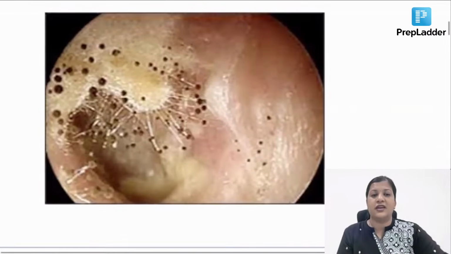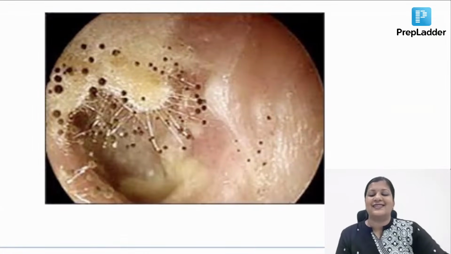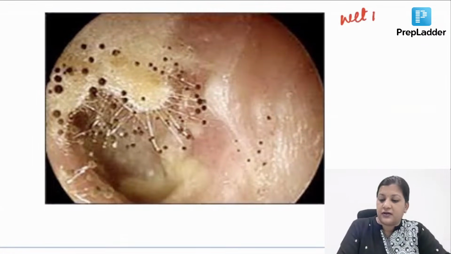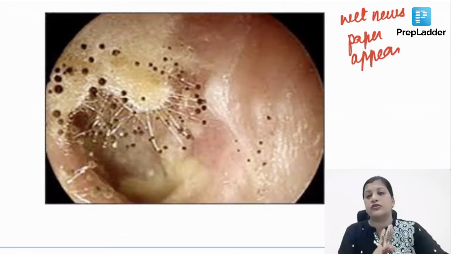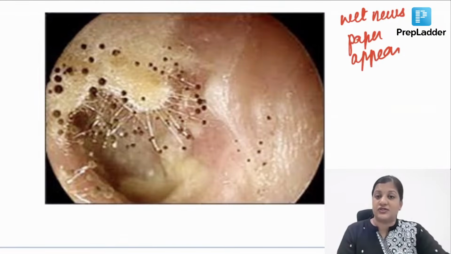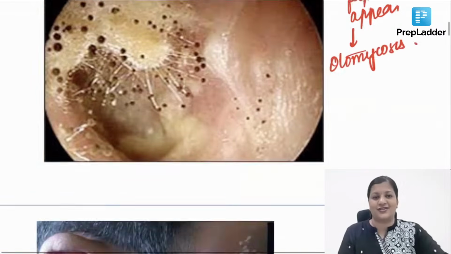Now look at this image and tell me what it is. Again, a very important image where you can get a lot of questions. You see that there is a wet newspaper appearance. There are whitish spores, blackish spores and whitish discharge. And this is because of a fungal infection, which is commonly Aspergillus niger and Aspergillus fumigatus. And now what is the diagnosis? Very good. This is nothing but otomycosis, which is the fungal infection.